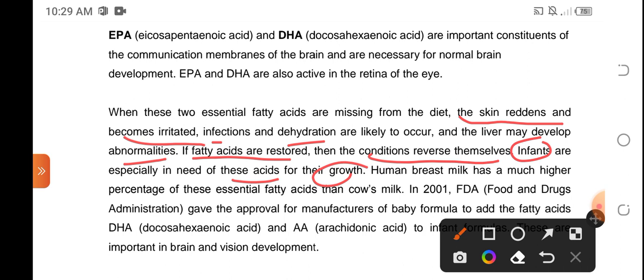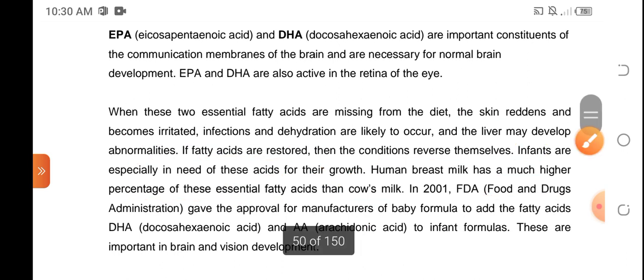Okay, we have to take note that human breast milk has a much higher percentage of these essential fatty acids, the linoleic and the linolenic, as compared to the cow's milk. That's why in 2001, the FDA, or the Food and Drug Administration, gave the approval for the manufacturers of baby formula to add these fatty acids like the DHA and the AA to the infant formula.